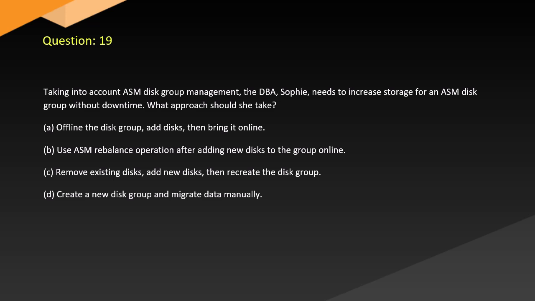Question 19. Taking into account ASM disk group management, the DBA Sophie needs to increase storage for an ASM disk group without downtime. What approach should she take? A. Offline the disk group, add disks, then bring it online. B. Use ASM rebalance operation after adding new disks to the group online. C. Remove existing disks, add new disks, then recreate the disk group. D. Create a new disk group and migrate data manually.